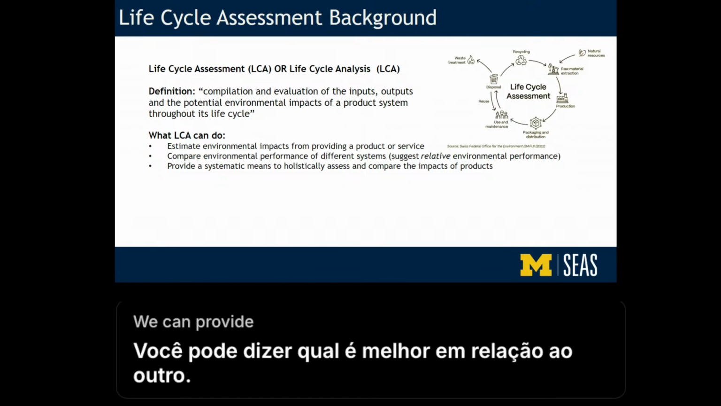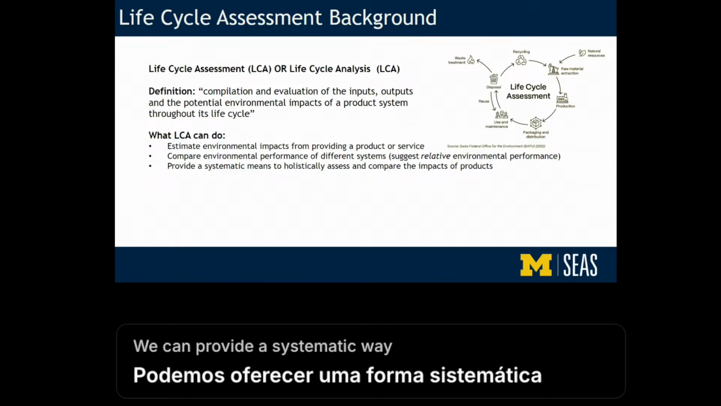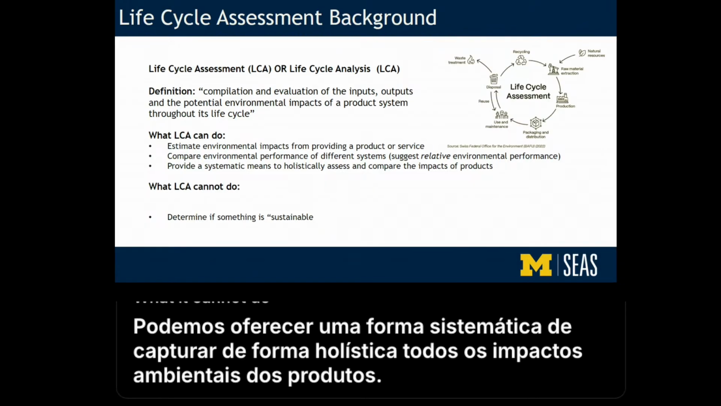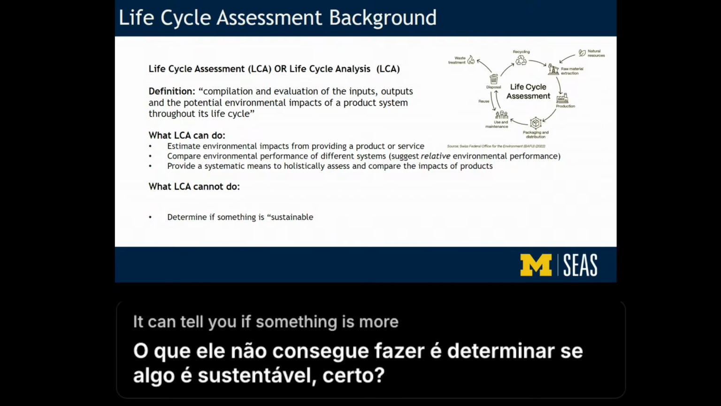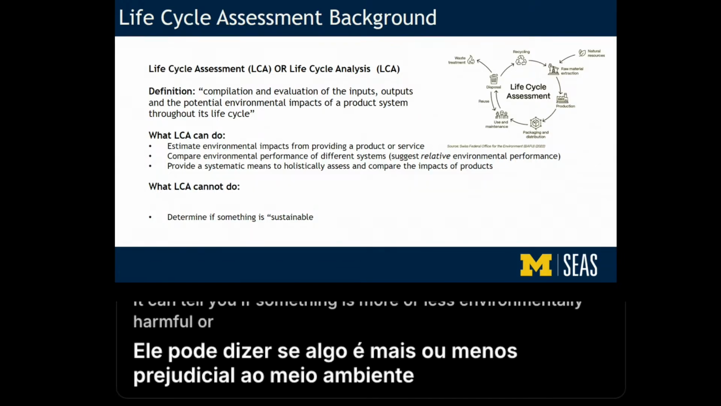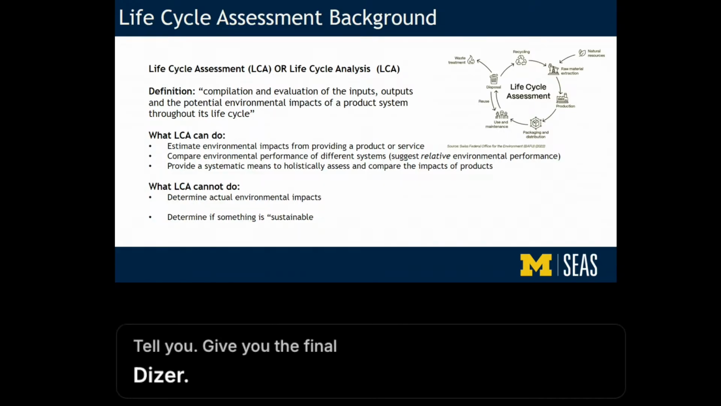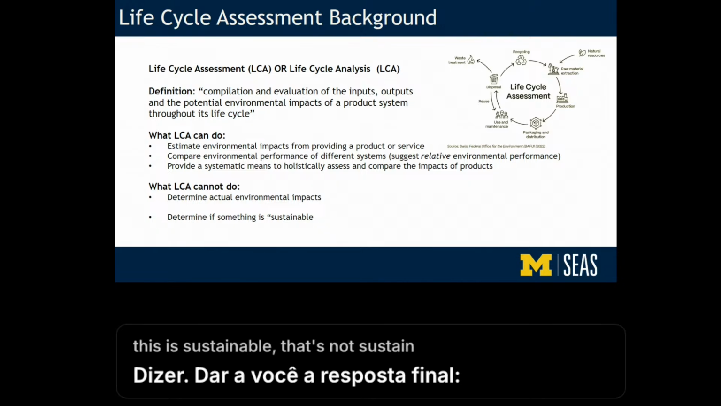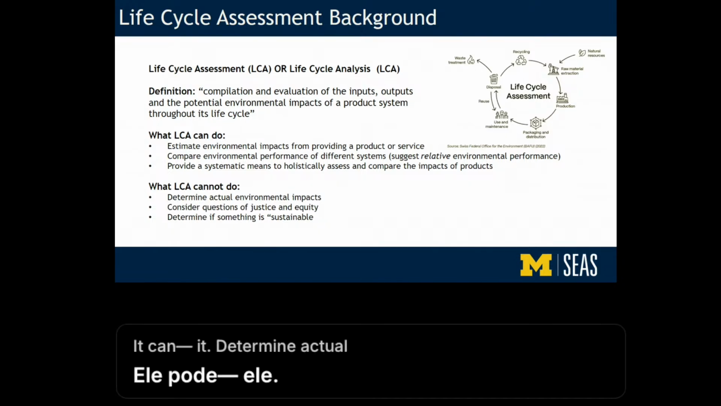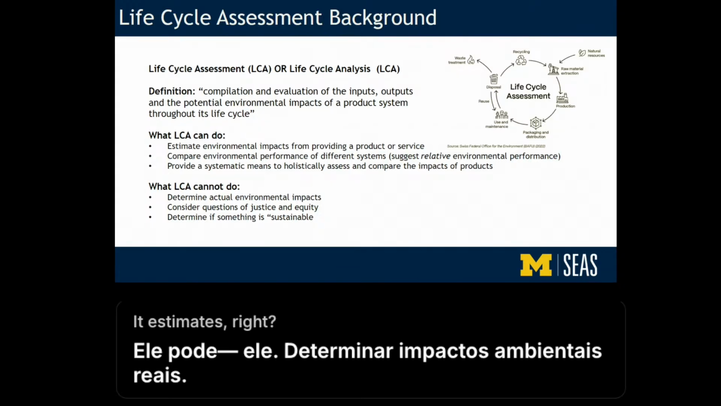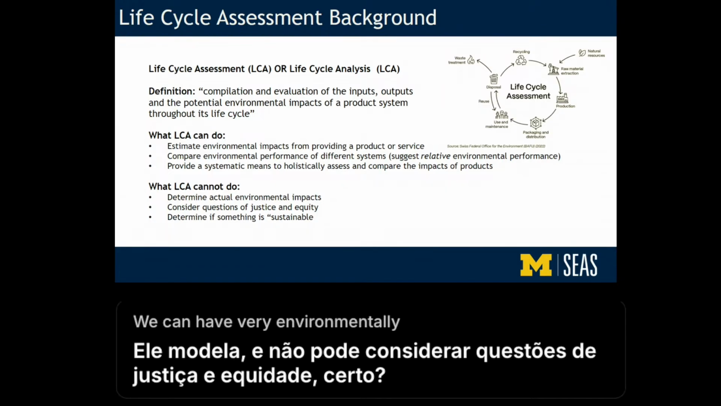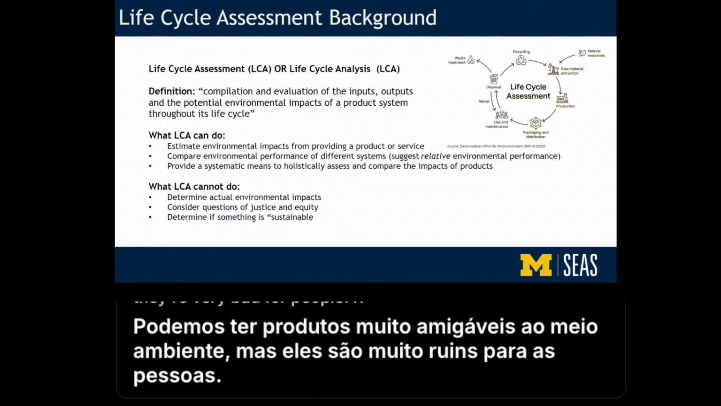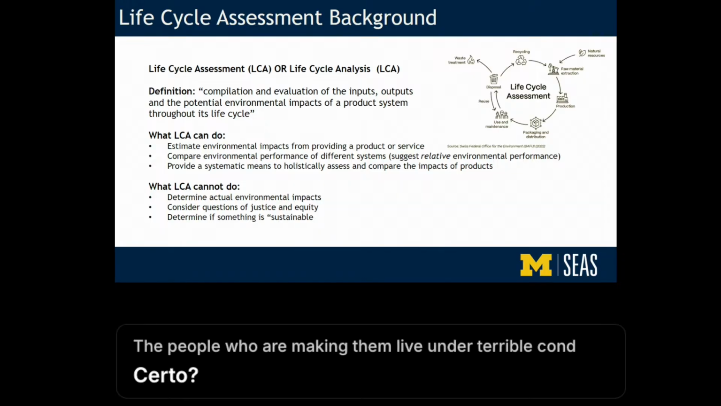We can provide a systematic way to holistically capture all of the environmental impacts of products. What it cannot do is determine if something is sustainable. It can tell you if something is more or less environmentally harmful or resource intensive, but it won't give you the final answer, this is sustainable, that's not sustainable. It cannot determine actual environmental impacts. It estimates, it models, and it cannot consider questions of justice and equity. We can have very environmentally friendly products, but they're very bad for people. The people who are making them live under terrible conditions.